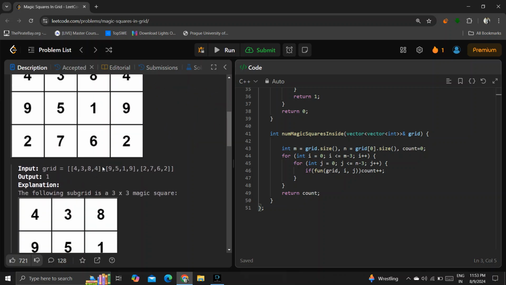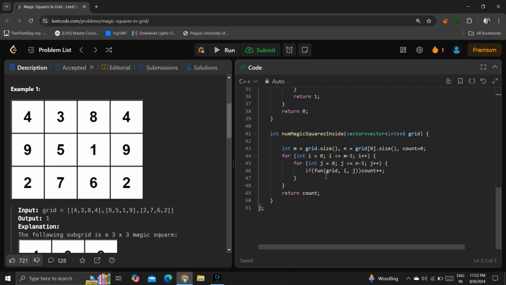So now what can we do to solve this particular problem? See here, I have first taken the number of rows and columns of this particular grid. So m is the rows and n is the columns, right? And initially we have to count the magic squares, so that's why I have taken count, which is equal to 0 for now.